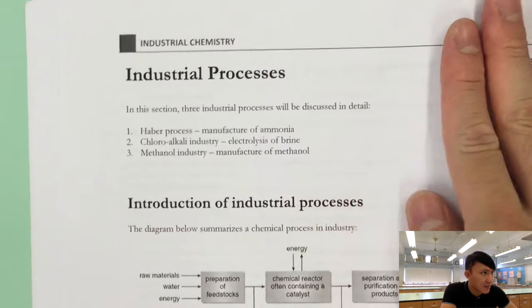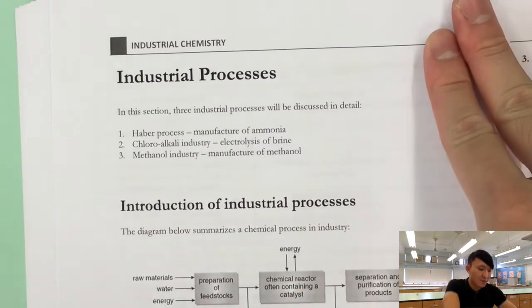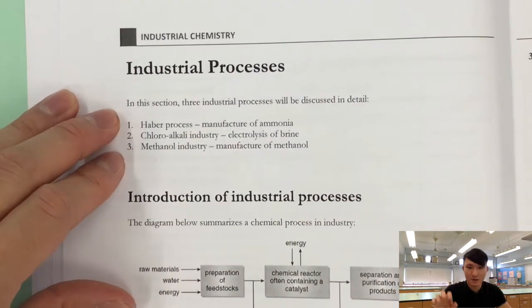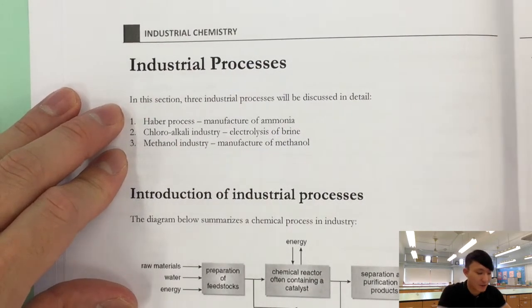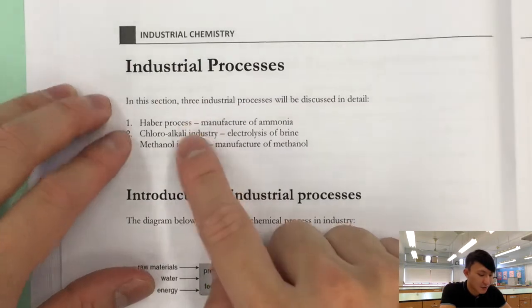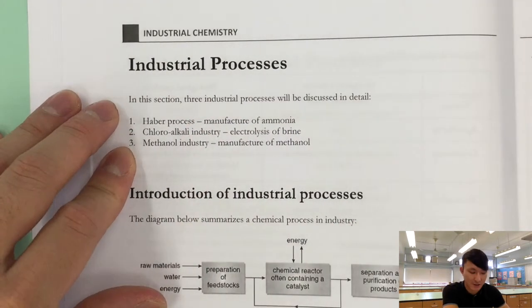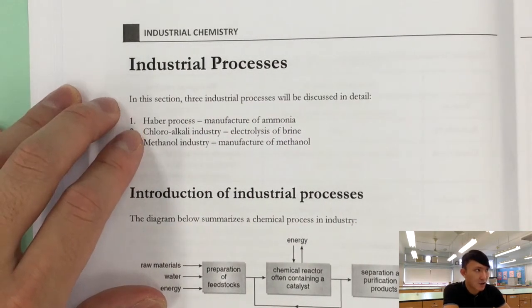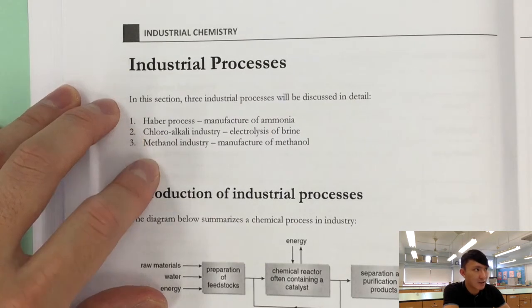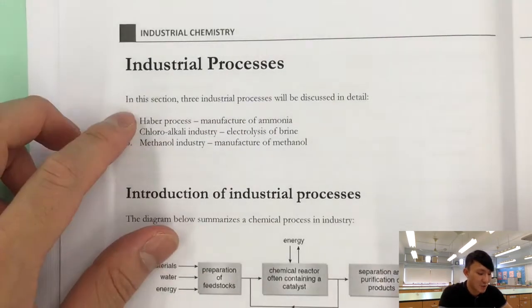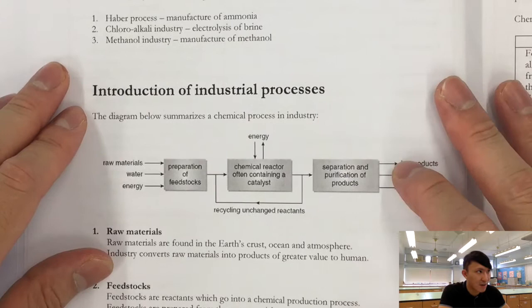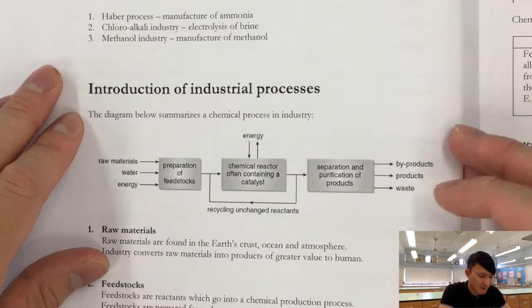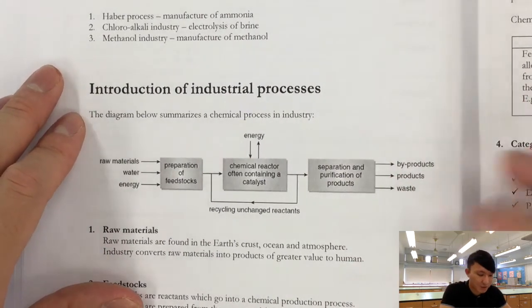Now, next part, industrial process. So here, that would be another main content for industrial chemistry, because we are going to look into details of three important industrial processes. We have Haber process, chlor-alkali industry, and also methanol industry. Okay? We will break it down to you one by one later. But first of all, let's do some brief introduction about industrial process and be familiar with some terms.